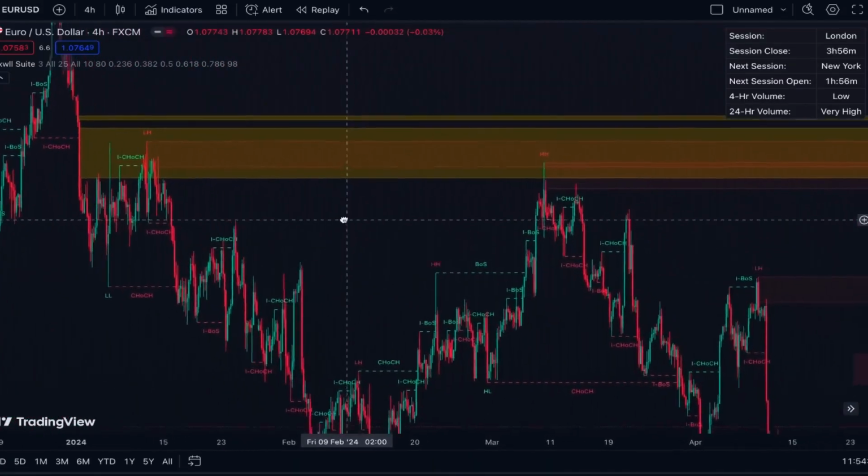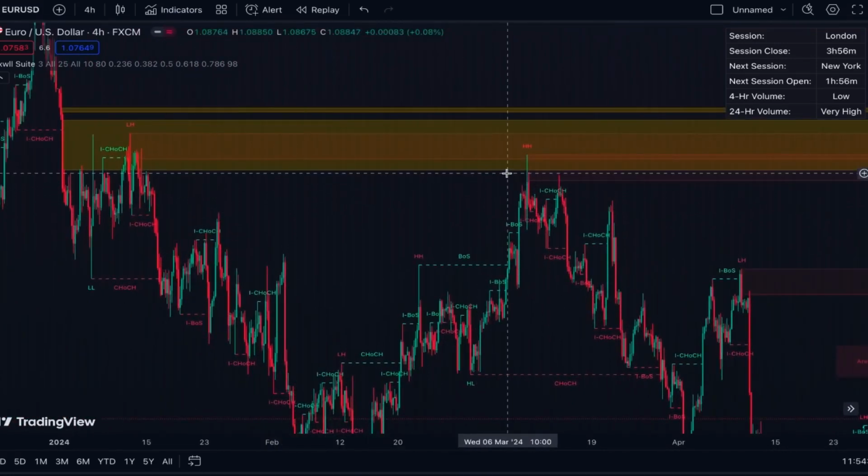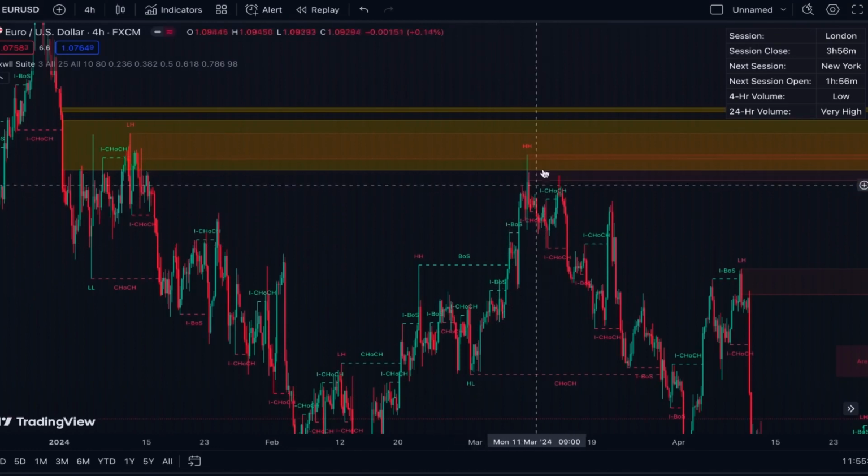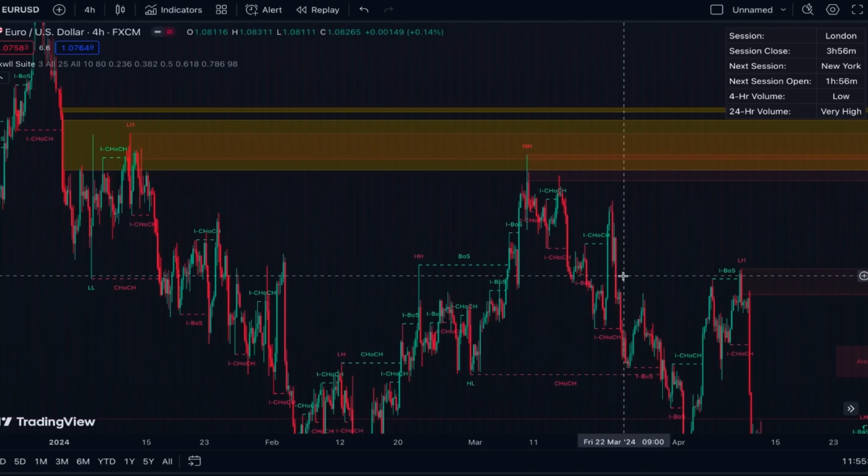Fair value gaps can act like a magnet for the future price action, so they can act like a supply and demand zone. So when the price reaches this area, it's a signal that the price is probably going to reverse to the other direction.